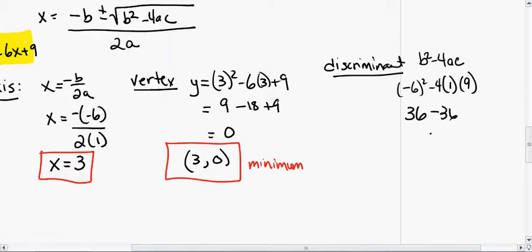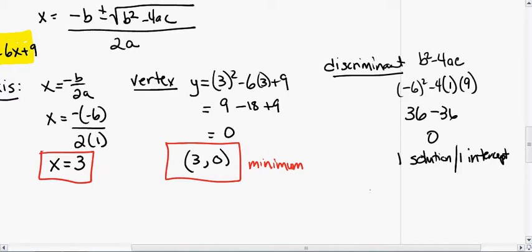So the discriminant is 0, and when the discriminant is equal to 0, that means that there's exactly one solution, one x-intercept. This doesn't tell me where it is, it tells me that there's only one of them. To find out exactly where it is, I will need to use the rest of the quadratic formula.